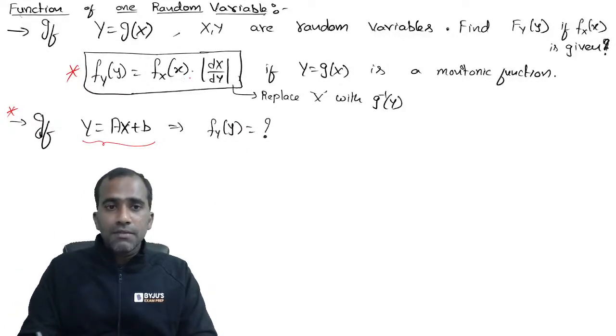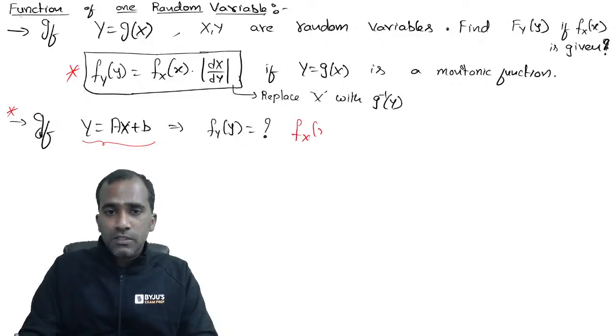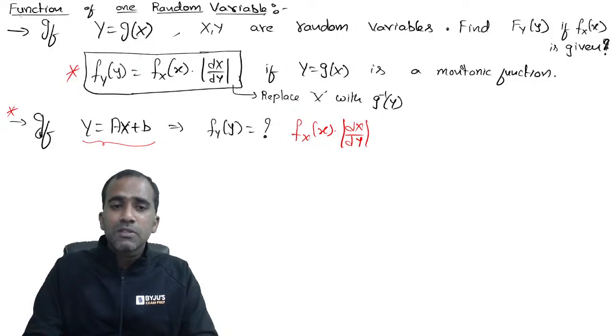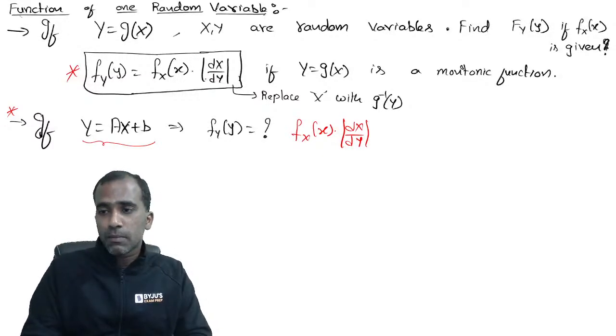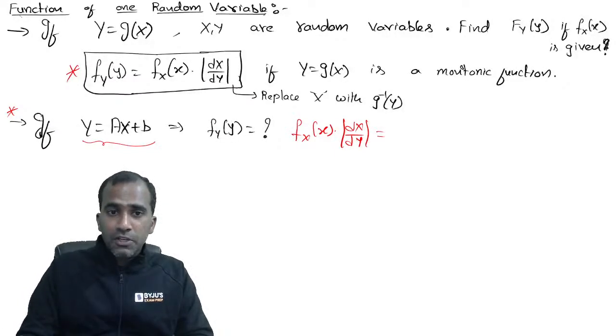So here, let us use the same formula. fY of y is equal to fX of x into modulus of dx by dy. I have written it in a simple way like this because it's easy to remember in this format, but there is a lot of meaning here. You have to understand carefully. Here you want a function of y. If you have only x, how will you get a function of y? So convert x into y, because you know the relation between x and y.